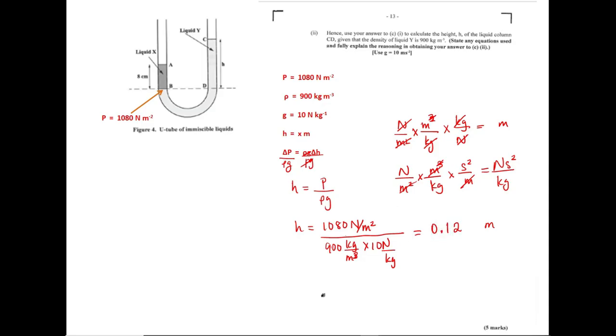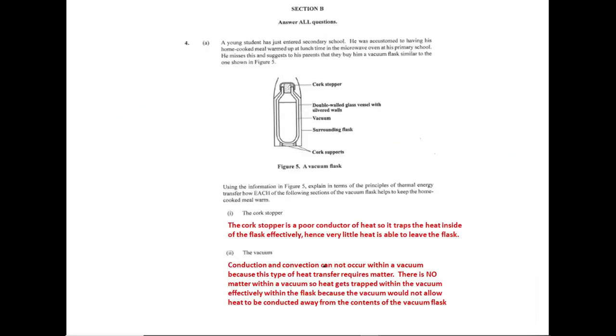Okay, you want it in meters. Great, so good. And that was a whole 5 marks. Oh my goodness, that's a lot of marks.